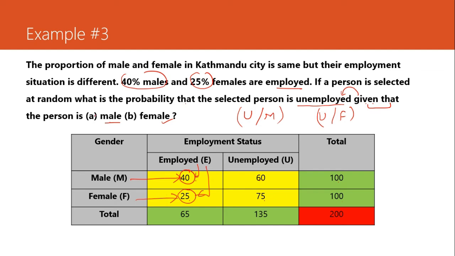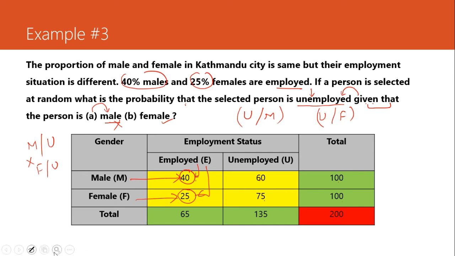Most of the students might think that in A number, it is asking us male. So male should be kept on the top and then unemployed should be kept at the bottom. In the second number, it should be F by U. That's incorrect. Because the question is telling you something different. What is the probability that the selected person is unemployed? We have to find the probability of unemployed, and then it is giving us information that the person is male. So this is not the question. This is the given information, male. So male should be kept at the bottom, and we have to calculate the probability of unemployed. So U by M and U by F.